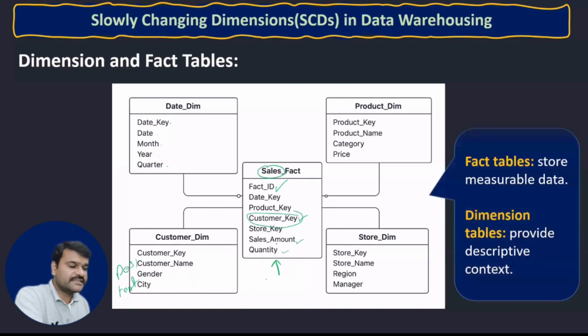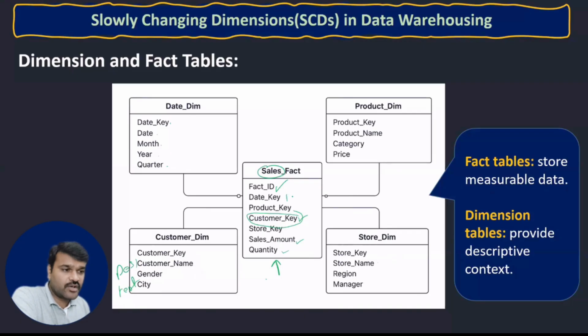So now you can easily define what is fact and what is dimension. A dimension provides descriptive context. Every customer's full details you will have available here. Every store's full details you will get here. Every product's full details you will get here. And facts are what actually?